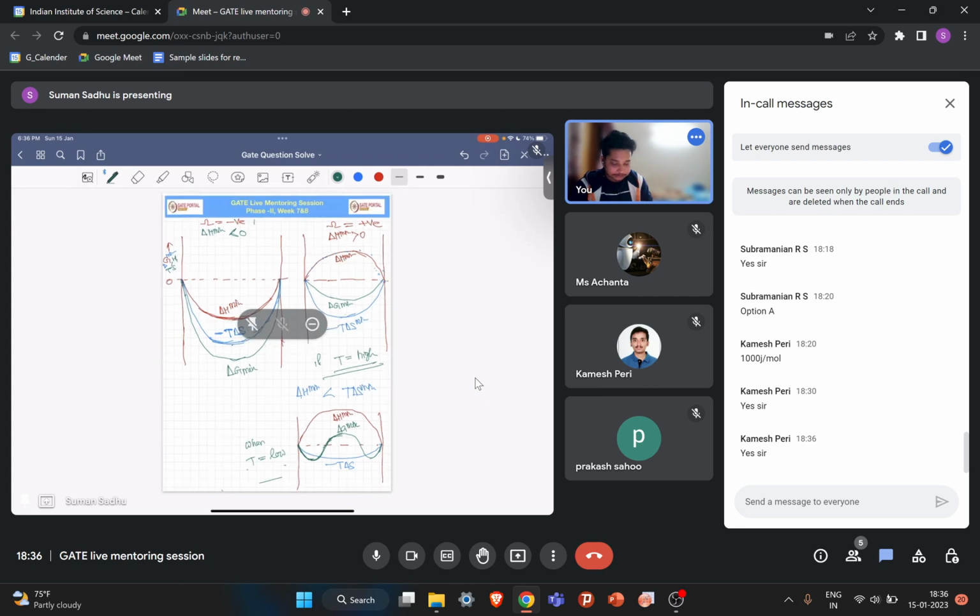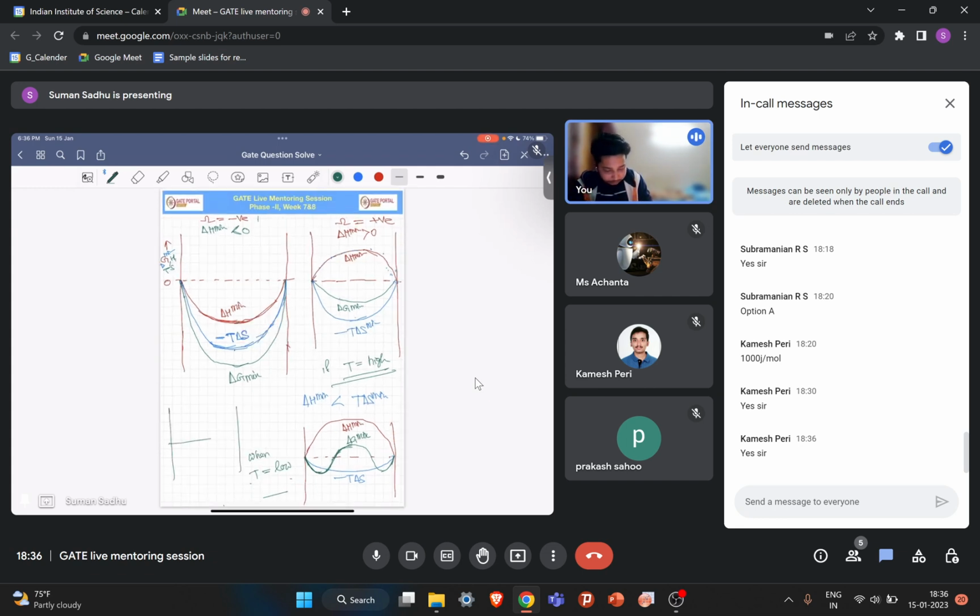Can the shape be like this? Let's say your delta H is this one and delta S is this one. So your resultant curve, will it look like this? In any cases, is it possible? Anyone? Is it possible? This one. This one is possible or not?